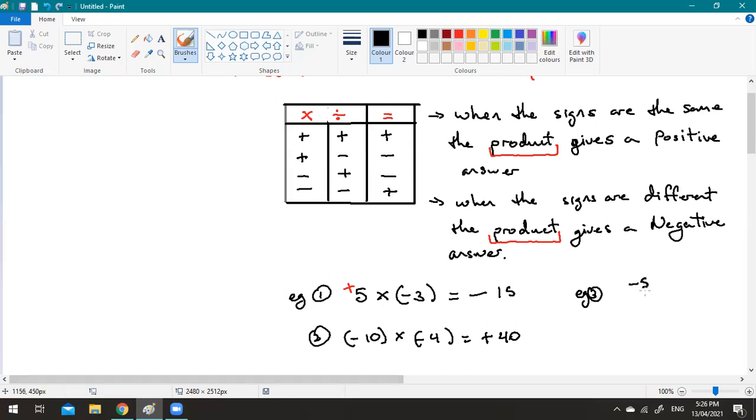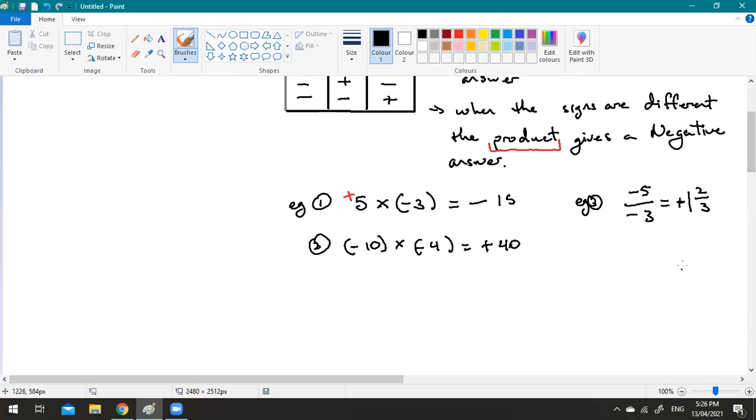If you have -5 divided by -3, negative divided by negative is a positive. 5 divided by 3 is 1 remainder 2. Or you could use a calculator and get a decimal. If you do it using a calculator, you'll get 1.66 recurrent, I believe. Yeah, 1.666 recurrent.